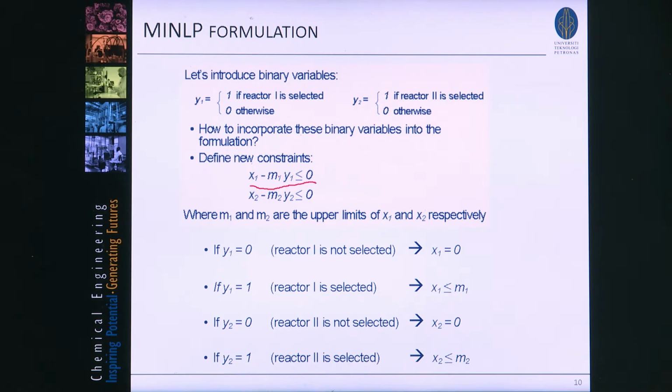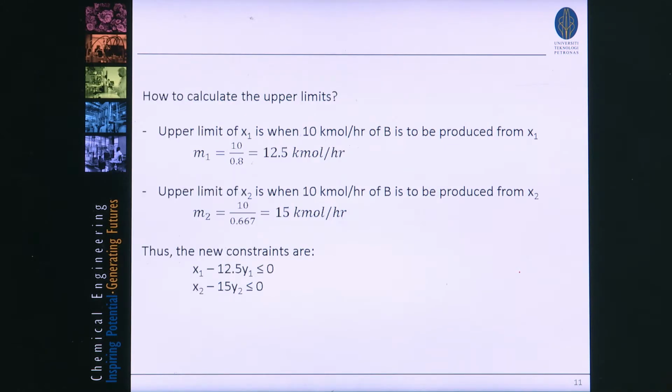But if y1 equals 0, that means x1 has to be 0, because M1 times 0 is 0. So x1, in order to fulfill the constraint, has to be 0 as well. You can see it now here. The same goes for y2.